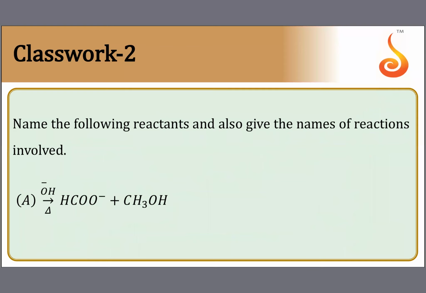Right, next one. Name the following reactants and also give the names of reactions involved. So here we got formate and methyl alcohol. One is a carboxylate ion, another one is methyl alcohol. It is a very easy Cannizzaro reaction.